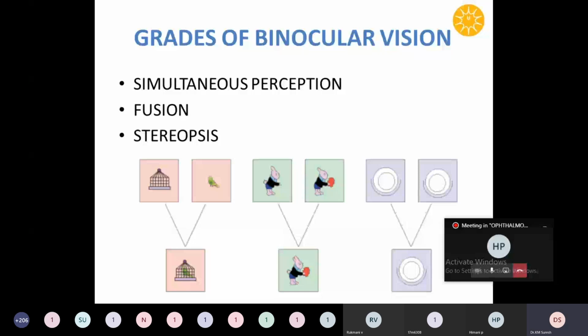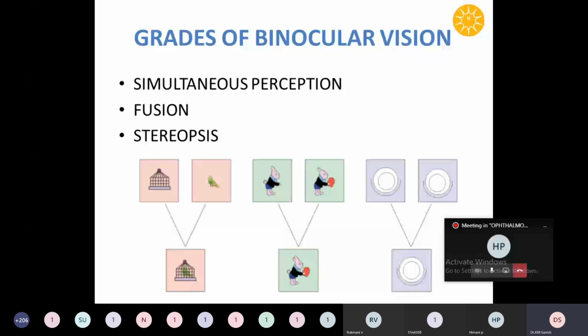And you should know, sometimes you will be asked what are the grades of binocular vision. There are three grades of binocular vision. The first one is simultaneous perception. The object of interest is perceived simultaneously by both the right eye and the left eye. The second grade is fusion. Both these images are fused together by the ocular system. And stereopsis is nothing but depth perception.